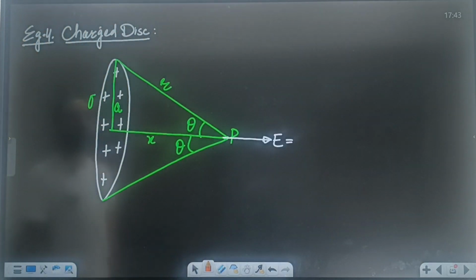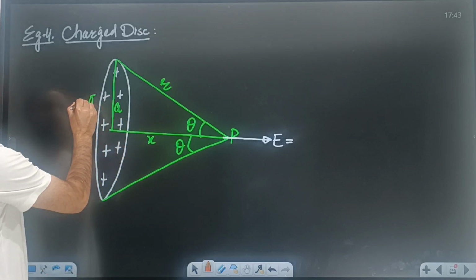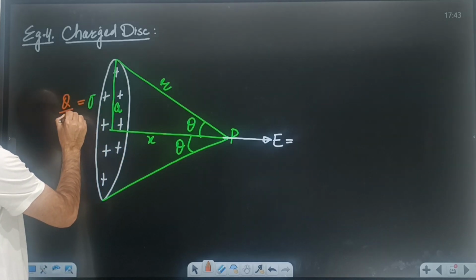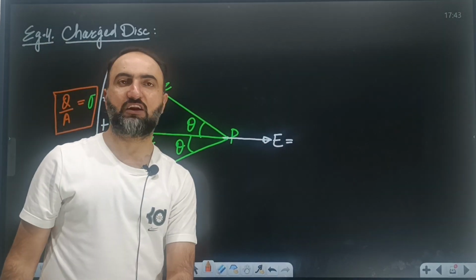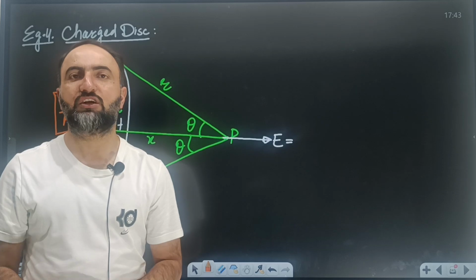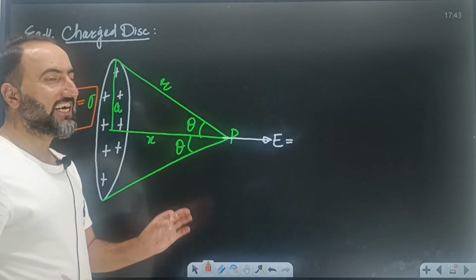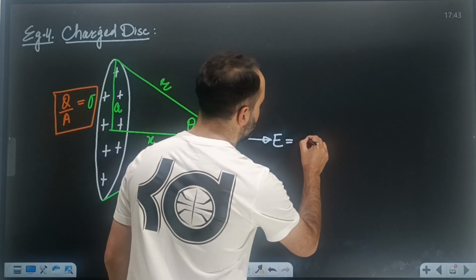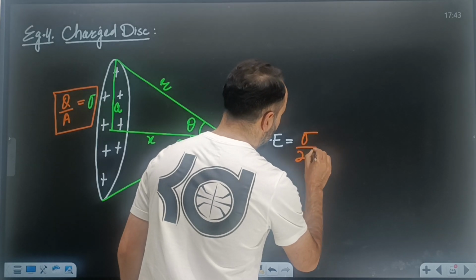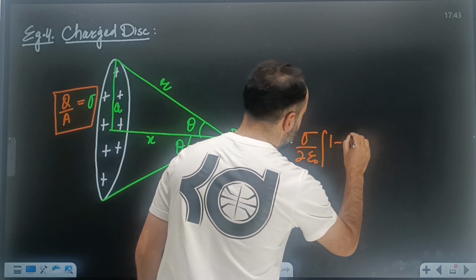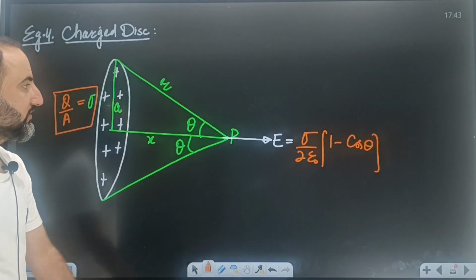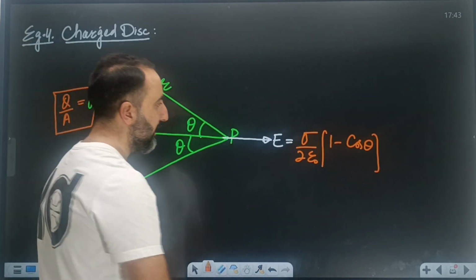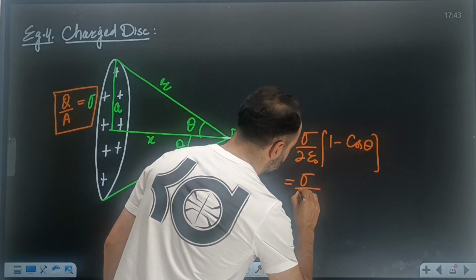Okay, so next, our problem is the electric field due to the charged disk. Sigma is given. Sigma means surface charge density, which is Q divided by A, charge per unit area. This is given to you, and we have to calculate the electric field due to this charged disk at this point. So directly I will write down the result. The result here is sigma by 2 epsilon naught into 1 minus cos theta. This is the electric field due to this charged disk.